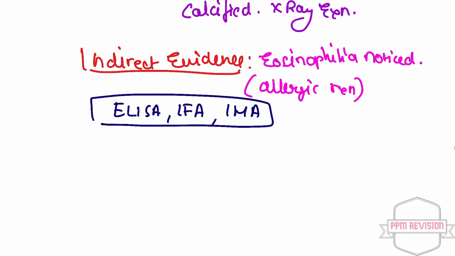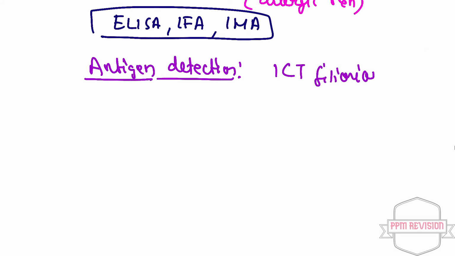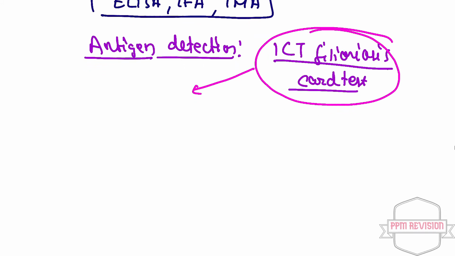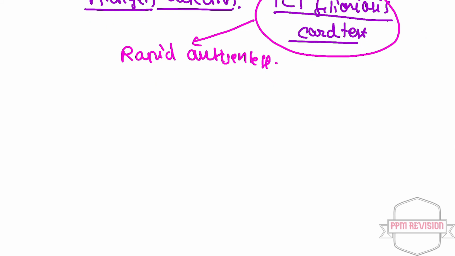Then another important thing that I missed is under antigen detection: there is a special test known as the ICT filariasis card test. It is a rapid filariasis antigen test. It is an immunochromatographic card test, and the test uses a monoclonal antibody.